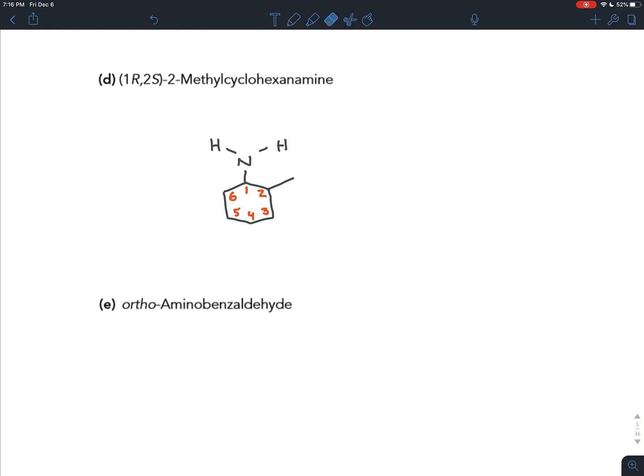But that's not everything. We haven't represented everything in the name. We haven't represented the chiral centers. On carbon number 1 and on carbon number 2, we have chiral centers. We have to make sure that carbon number 1 is an R and carbon number 2 is an S. Let's look at them one at a time. Let's focus on carbon number 1. We want to make sure carbon number 1 is an R.